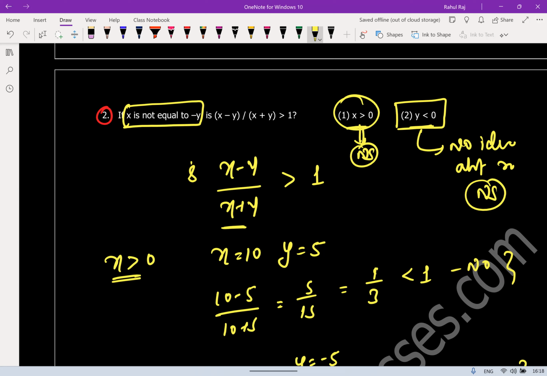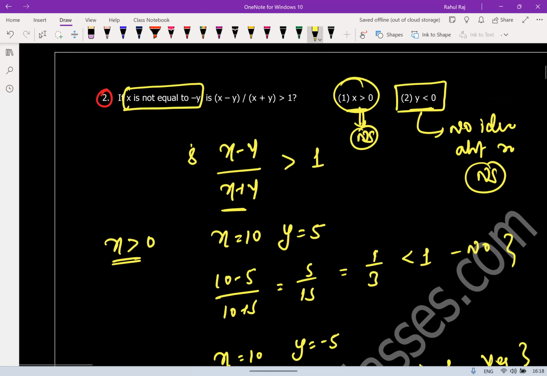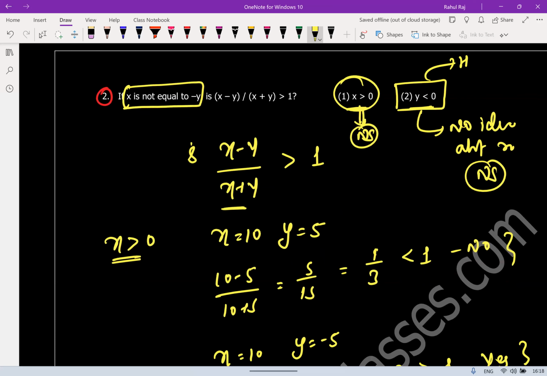Now I'm trying to combine these statements, that x is greater than 0 and y is less than 0, because option number 2 is not sufficient. This is your homework, guys. Ensure that you get a yes and no situation. Before you say anything is not sufficient, you should have a yes and no situation. You cannot say no idea about x or even powers can't be predicted, all these things.